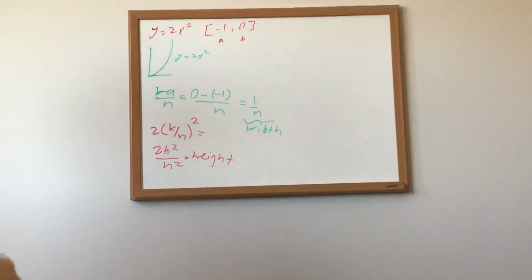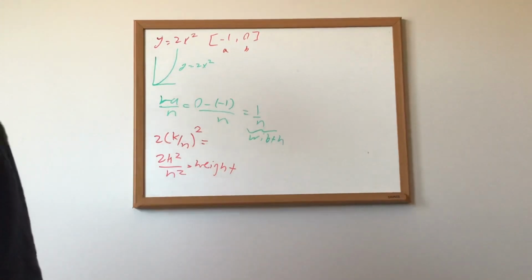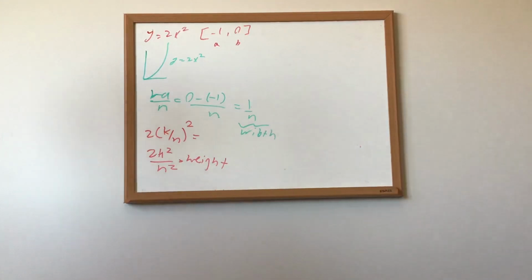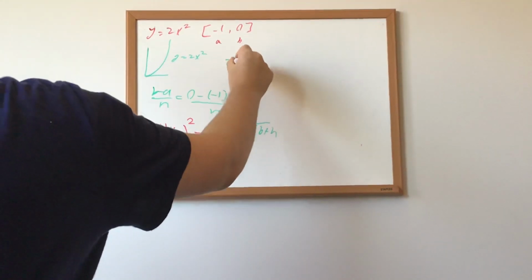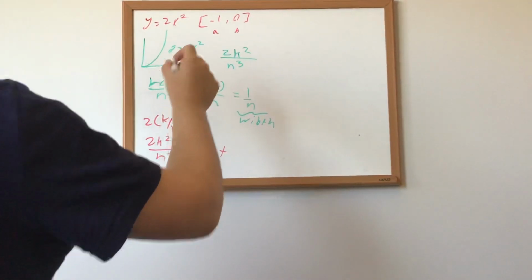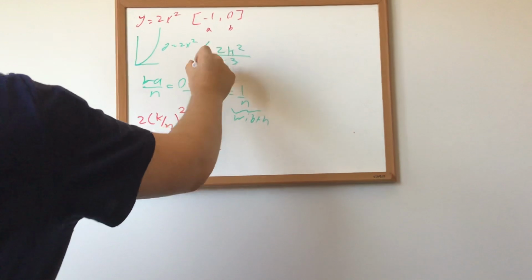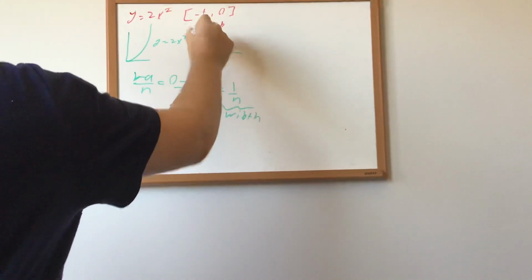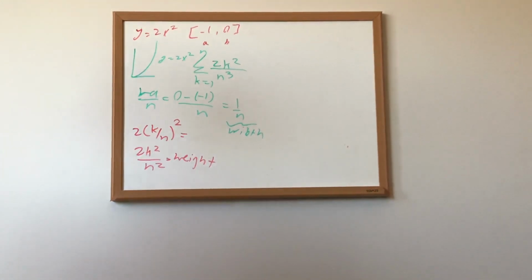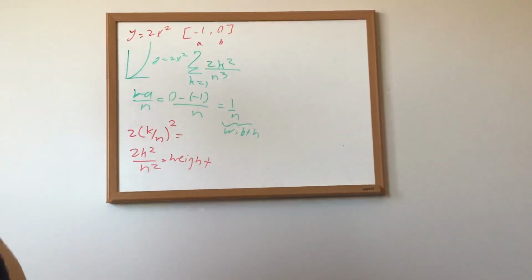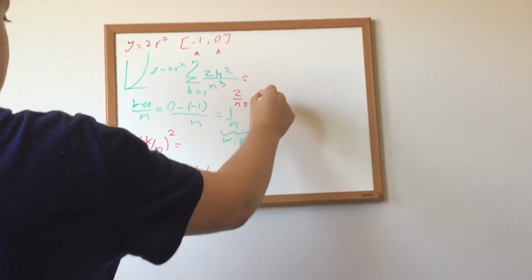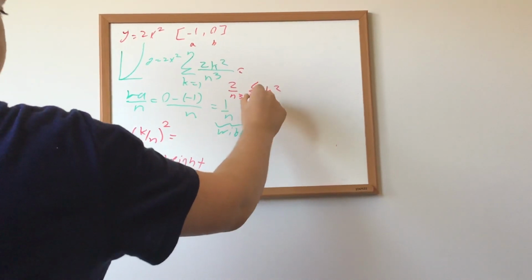Now we should multiply the height and the width to find the area. So 2k squared over n squared times 1 over n is just 2k squared over n cubed. And then the next step, we should take the sum of this expression from k equals 1 to n. Because we're working with the variable k, we can bring 2 over n cubed outside of the sum. So this will be equal to 2 over n cubed times the sum of k squared from k equals 1 to n.